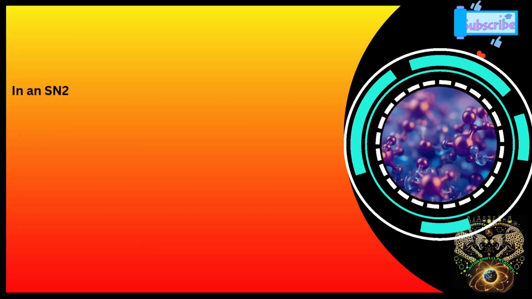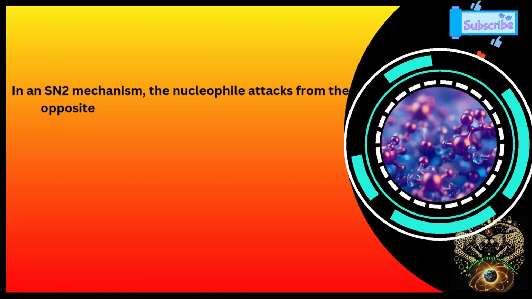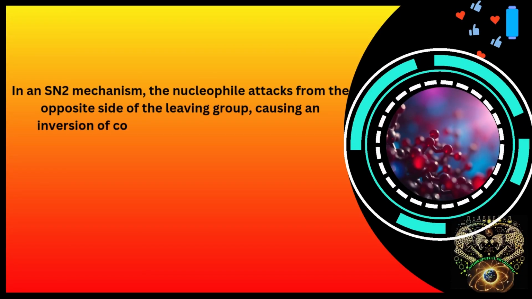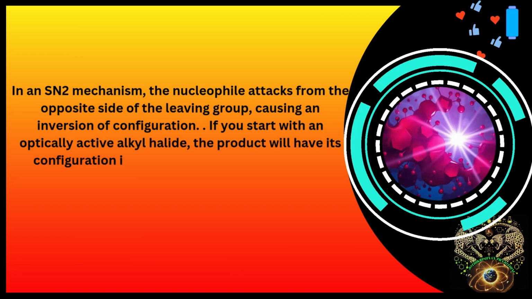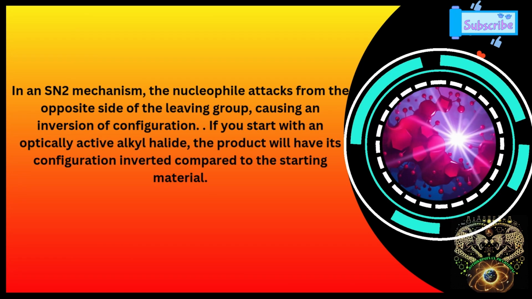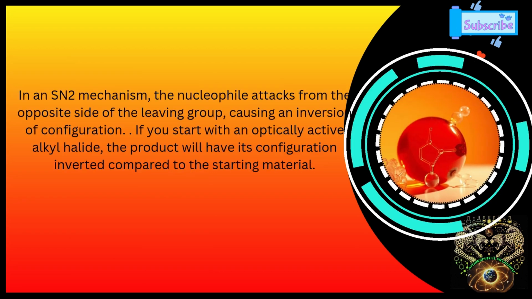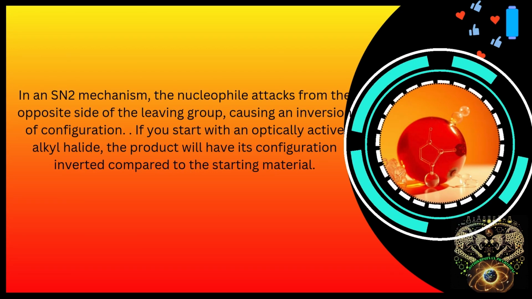In substitution reactions, stereochemistry comes into focus in two ways. One, SN2 reaction. In SN2 reaction, the nucleophile attacks from the opposite side of the leaving group, causing an inversion of configuration. If you start with an optically active alkyl halide, the product will have its configuration inverted compared to the starting material.